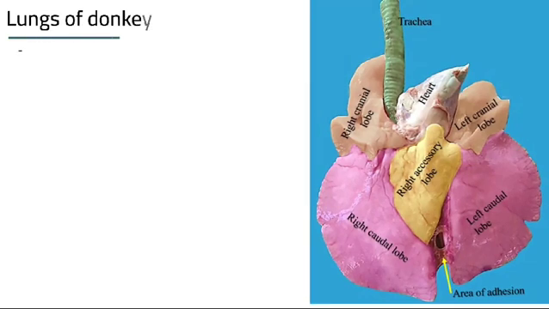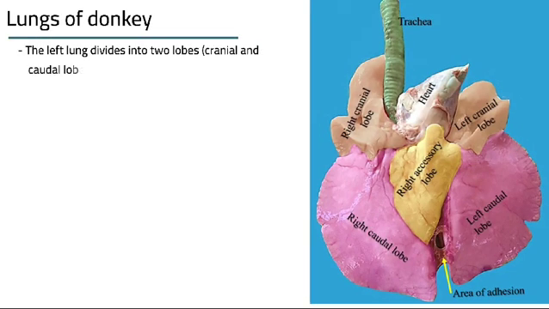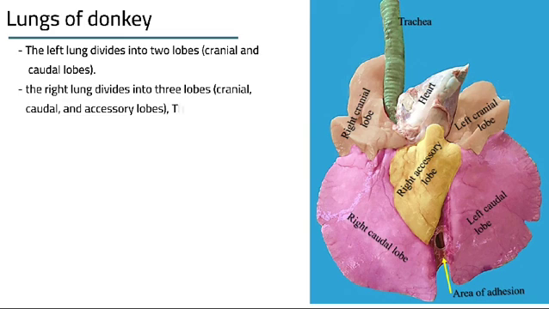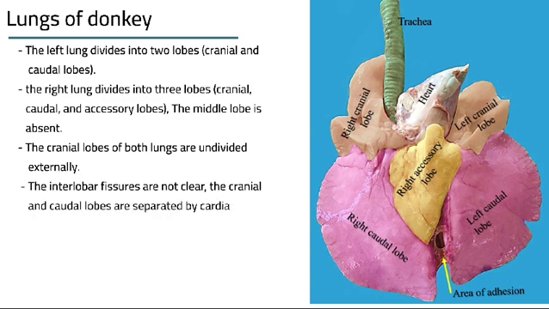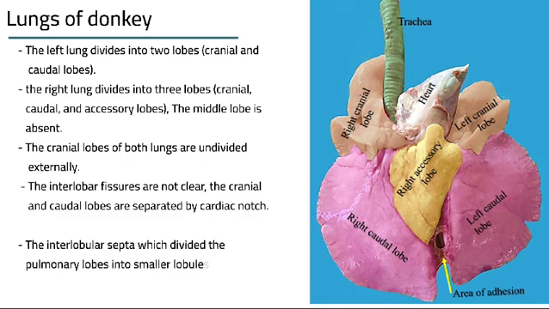Lungs of donkey. The left lung divides into 2 lobes, cranial and caudal lobes. The right lung divides into 3 lobes, cranial, caudal, and accessory lobes. The middle lobe is absent. The cranial lobes of both lungs are undivided externally. The interlobar fissures are not clear. The cranial and caudal lobes are separated by the cardiac notch. The interlobular septa, which divide the pulmonary lobes into smaller lobules, are missing.